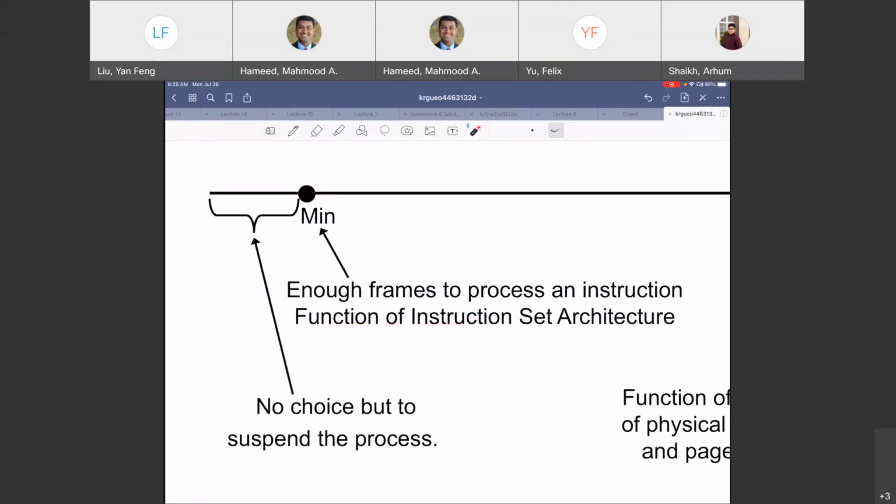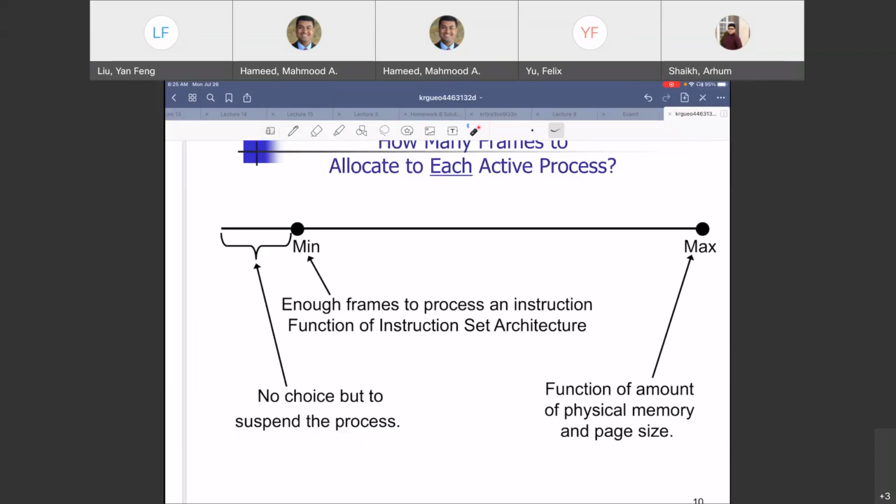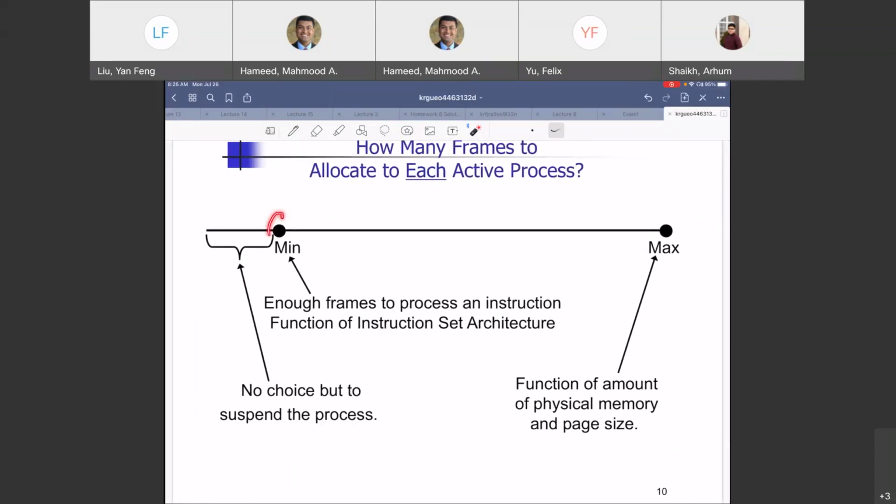If you are here, fewer than the minimum, then you have no choice but to suspend that process. If you are at the minimum, you will be able to make progress. We have just enough for that process to move ahead. So that's all the way over here. You can keep increasing it. For each process, you're saying, I'm allocating 2 frames, 10 frames, 50 frames. You're increasing the number of frames for that particular process.